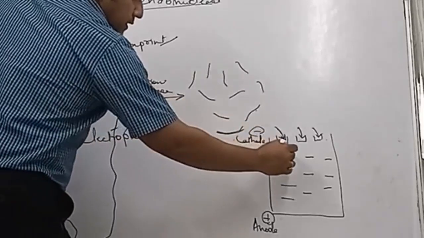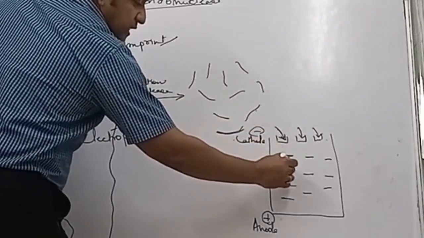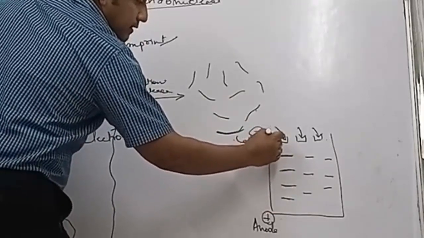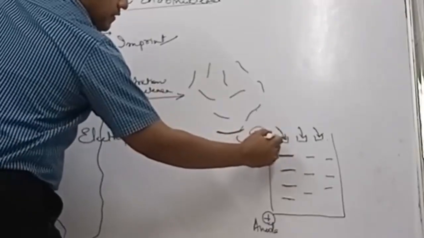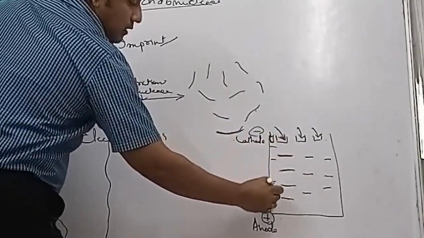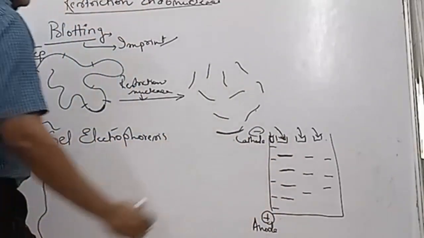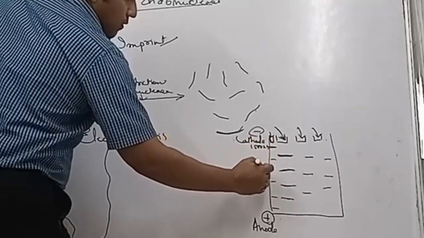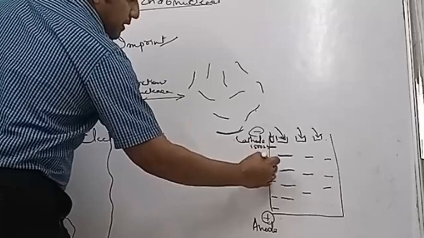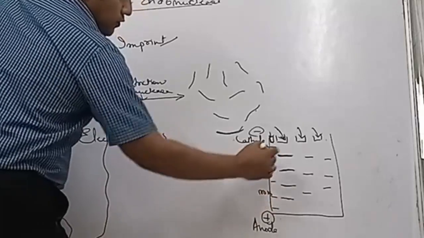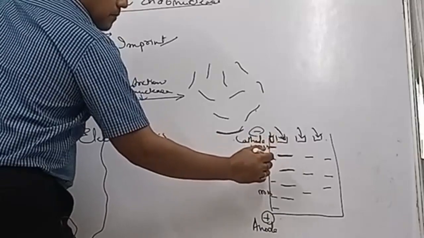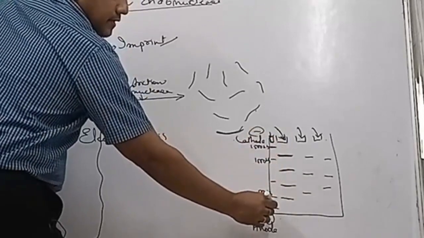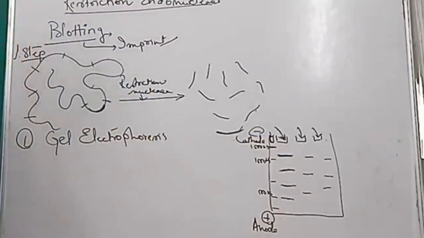And to know the number of base pairs or the size of these fragments, we will run a marker or standard in the adjacent well nearby, and it is going to give me the standard length. Suppose this length is around 1500 kilo base pairs, this is around 1000 kilo base pairs, and this is 500 kilo base pairs. With that I can calculate and know the length of this particular fragment. So these are standards, and with the standards I will be able to know the length of the base pairs.